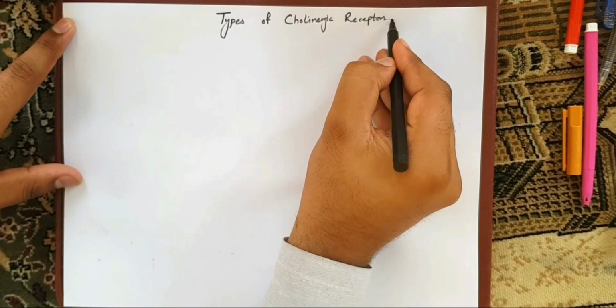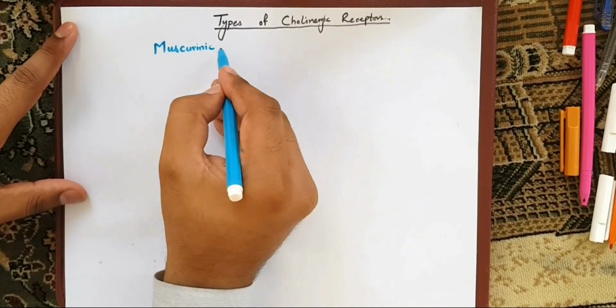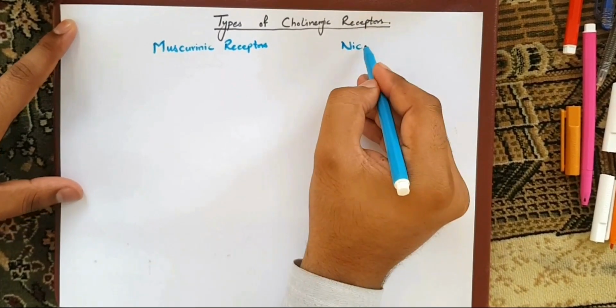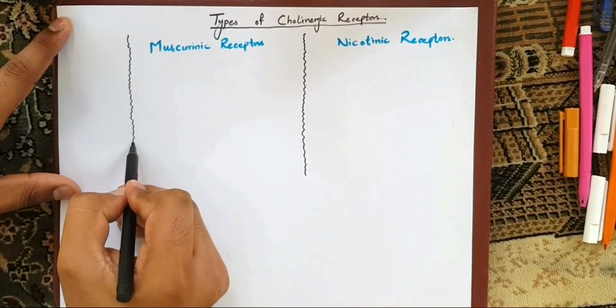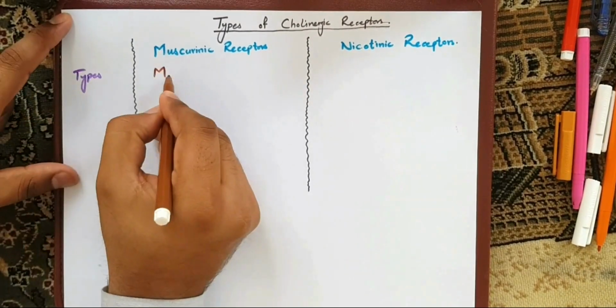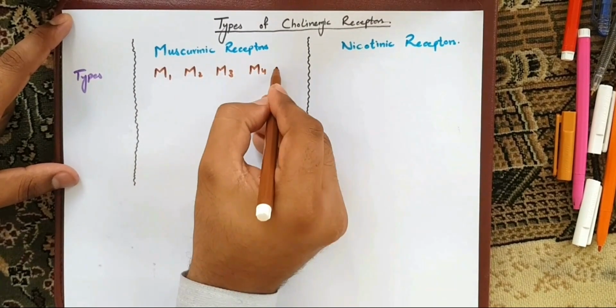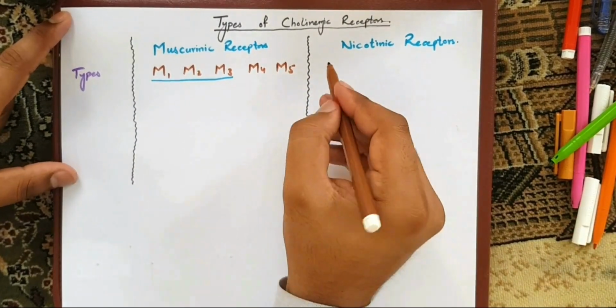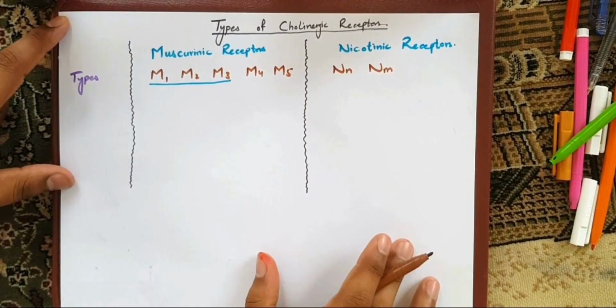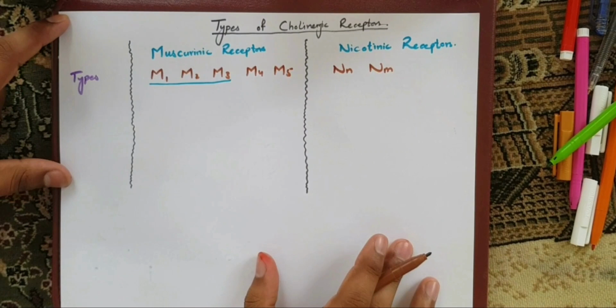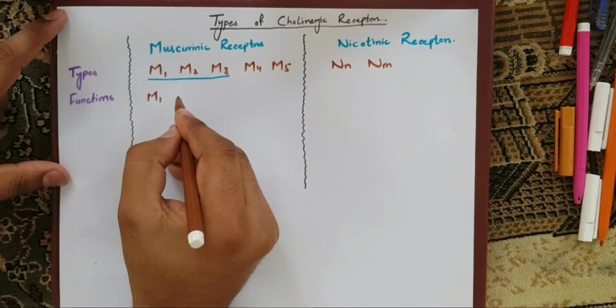Now let's talk about the cholinergic receptors. Cholinergic receptors are of two main types, the muscarinic receptors and the nicotinic receptors. Muscarinic receptors are of five types, of which M1, M2, and M3 are therapeutically important, and we do not study the last two because they are not therapeutically important or studied. Then there are two types of nicotinic receptors, an NN receptor and an NM receptor.